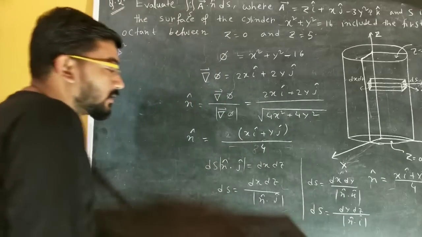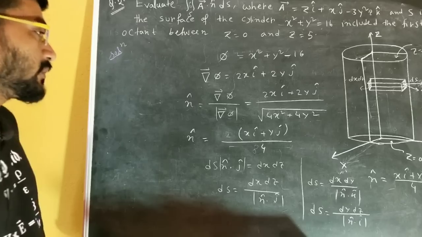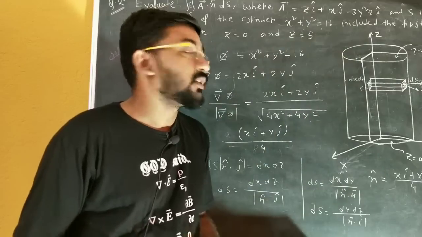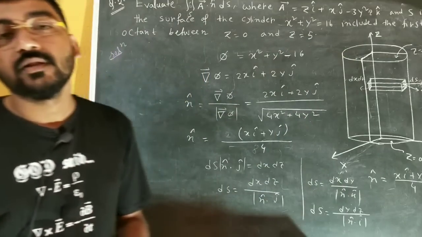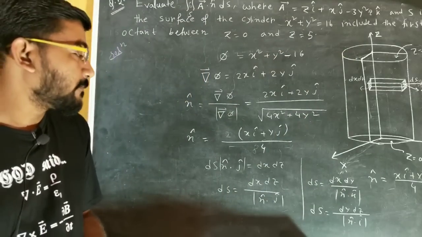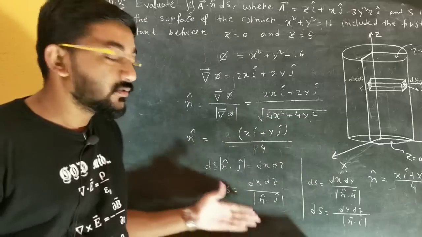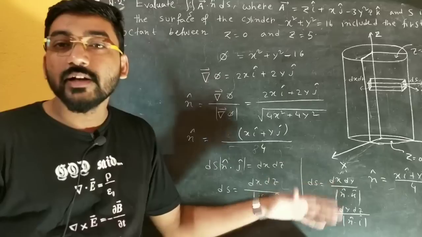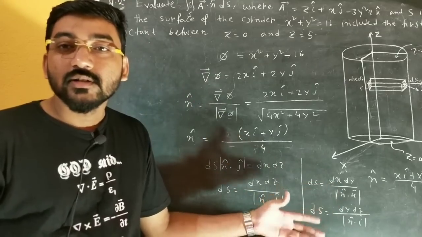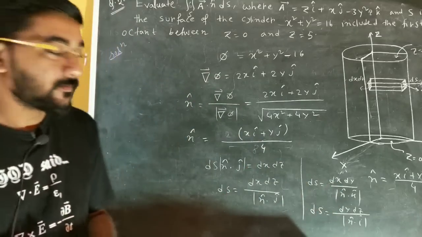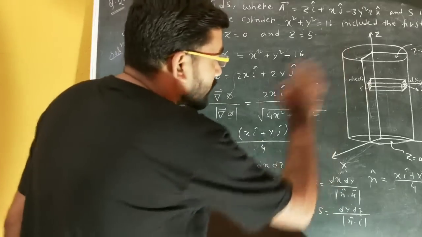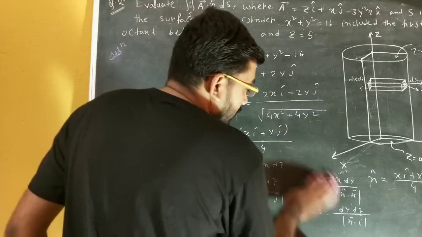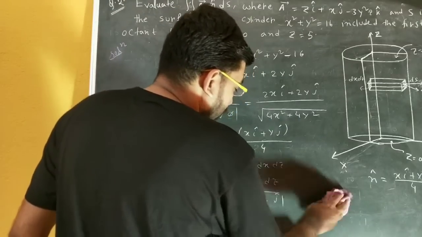But if you don't visualize from the figure on which surface you should take the projection, then you can just check all three. For whichever surface n dot k or n dot i or n dot j is 0, on that surface you cannot take the projection. But it is better if you visualize the picture diagram, so that will be better for you. You can easily solve. So this is our ds.